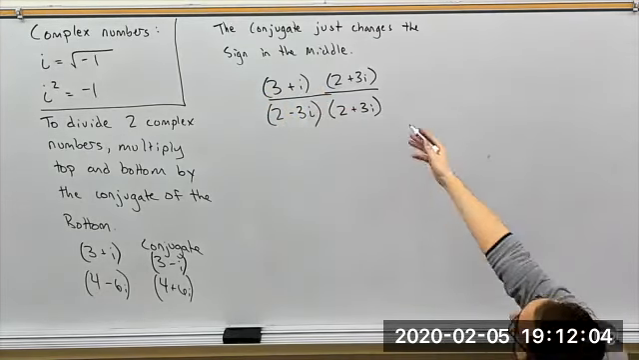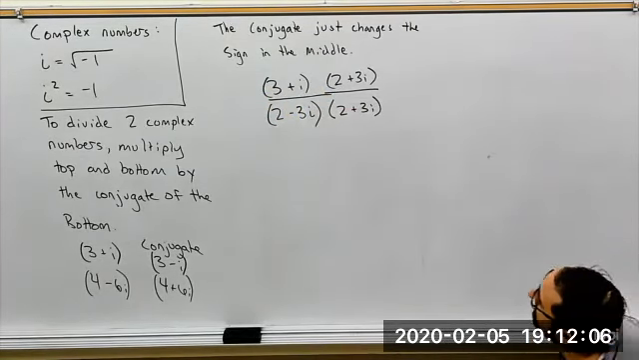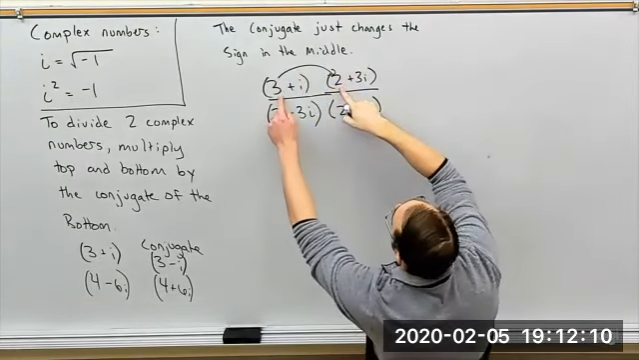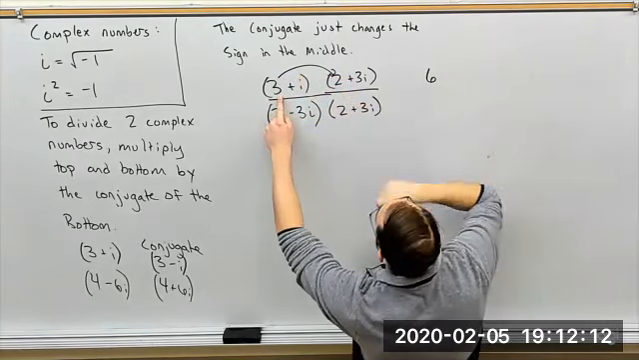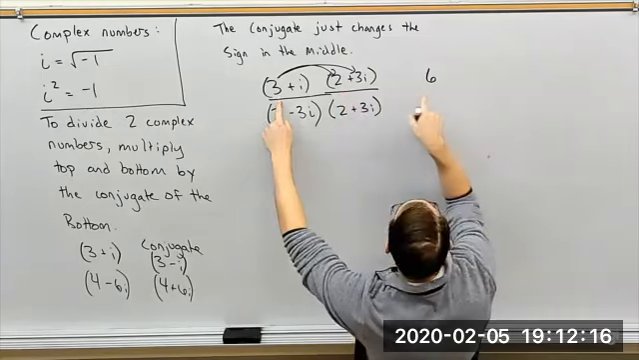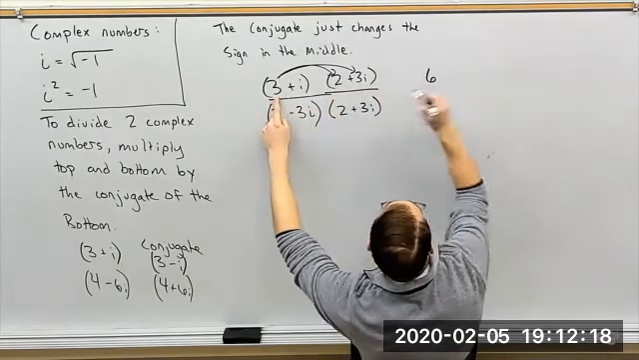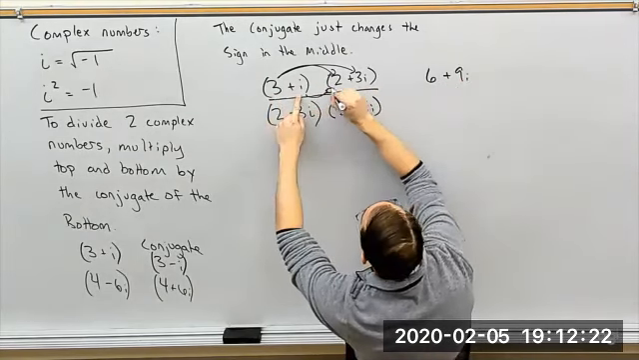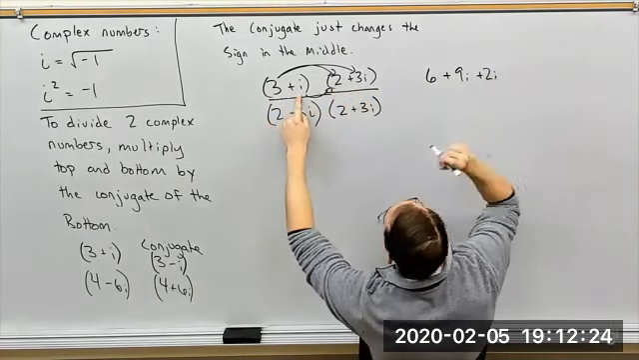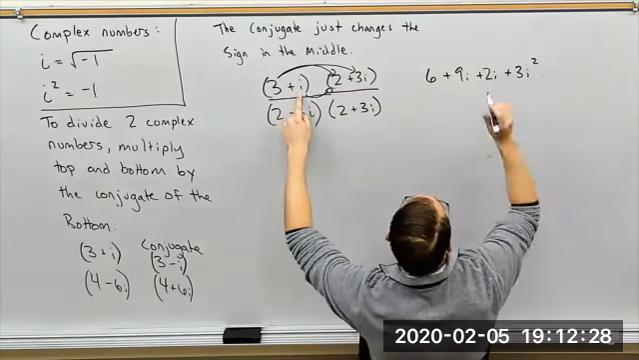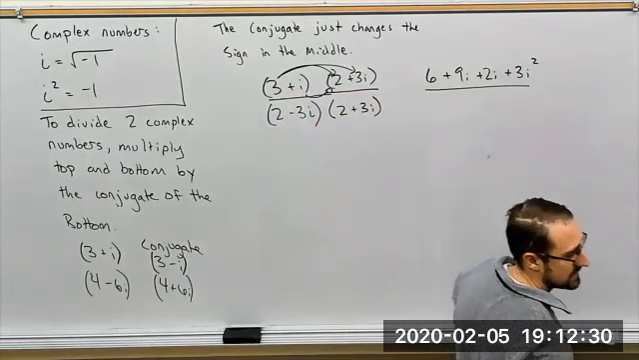We have to do the top and we have to do the bottom, but that's okay. It's good practice. 3 times 2 is 6. 3 times 3i is 9i. i times 2 is 2i. i times 3i is 3i squared. All right, that's what you should get on top.